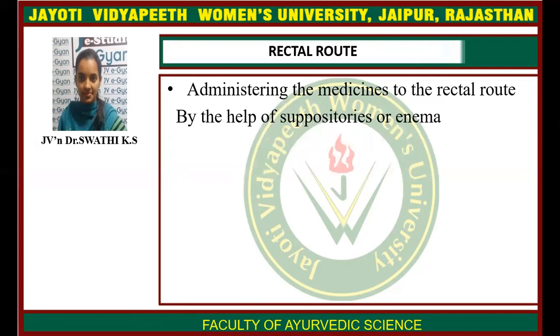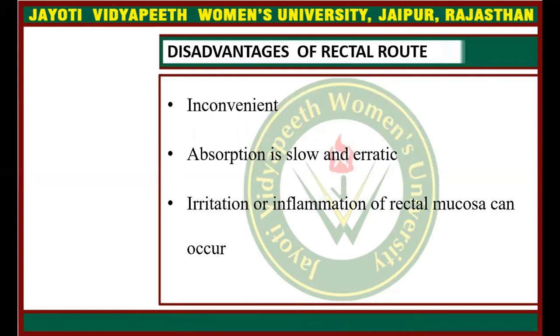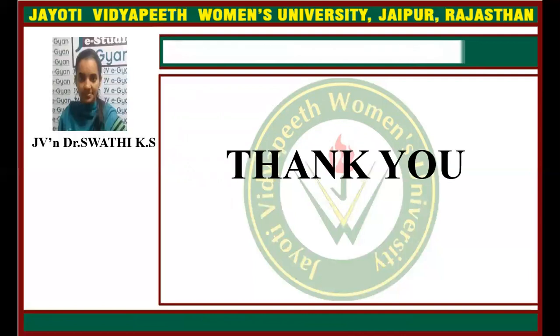Next is the rectal route, administering medicines by the rectal route with the help of suppositories or enema. The advantages of this route are that it can be given to unconscious patients and also to small children. It is useful if the patient is having nausea and vomiting, so in those conditions this route is preferred. The disadvantages of this route are that it is inconvenient, and absorption is slow and erratic. Irritation or inflammation of the rectal mucosa can happen.